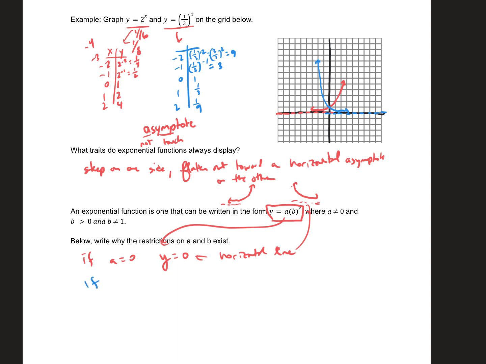If b were 1 or 0: if b is 0, this becomes y equals 0 again. If b is 1, this becomes y equals a times 1 to the x, which is just y equals a. Both of those are also horizontal lines, and not exponential functions. Now, if b is negative, weird things start happening.